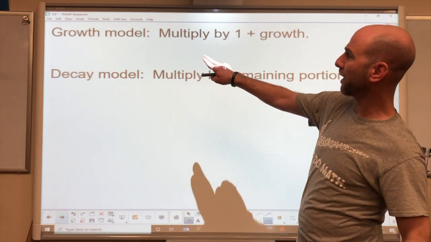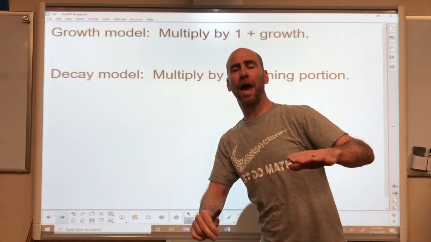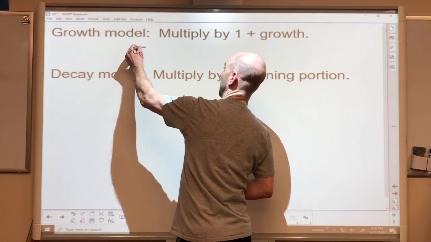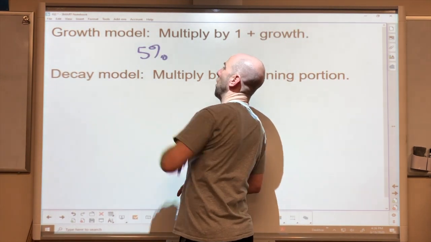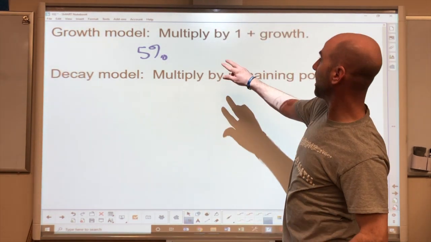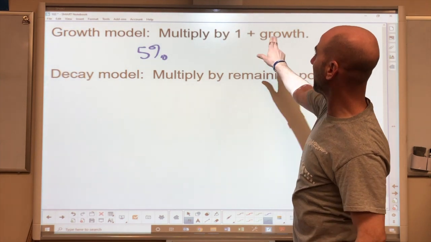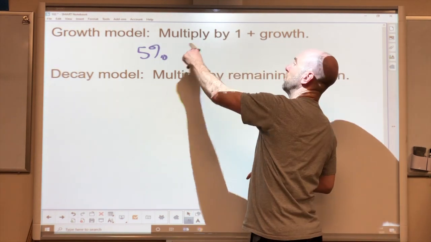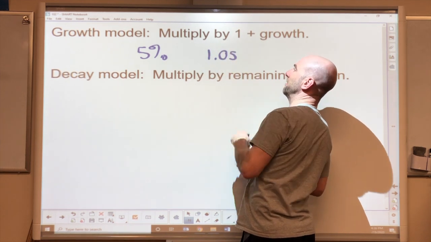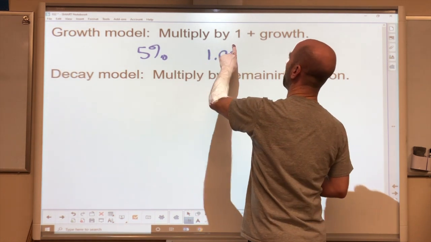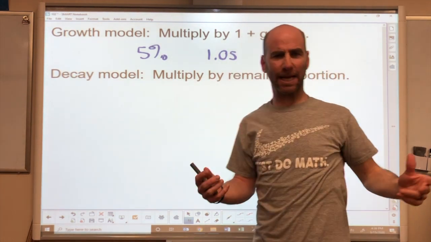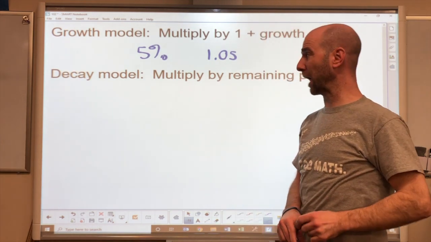So growth model, it's when something is growing at, let's say, 5% per year. What you do to calculate that is you take the growth and then add 1. So you're going to multiply by 1.05. So we're going to multiply by 1 plus the growth. This will make more sense in a second, but that's how you calculate growth.